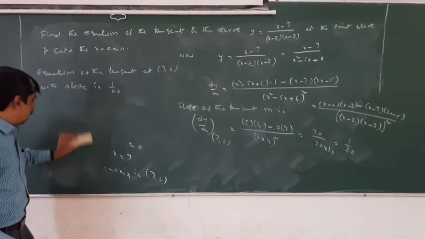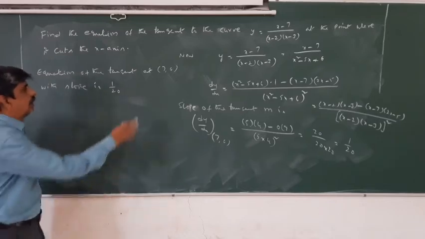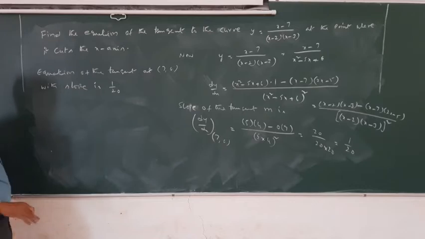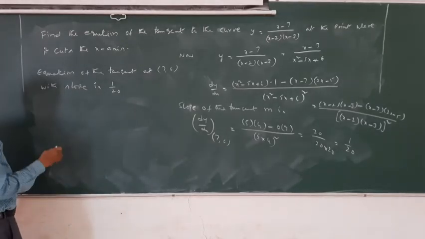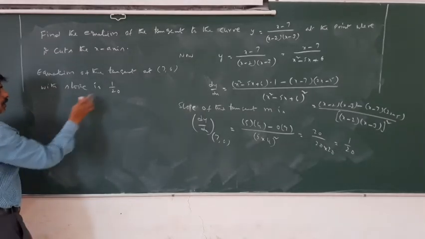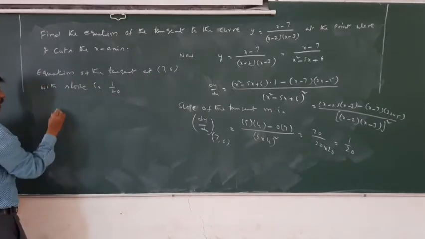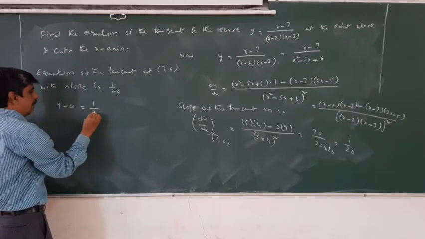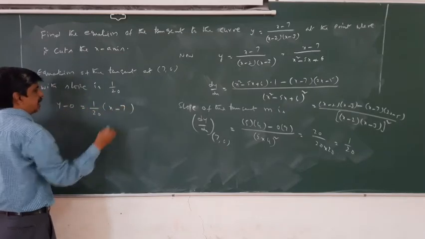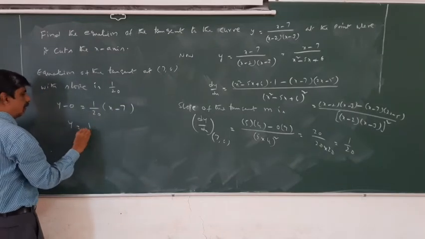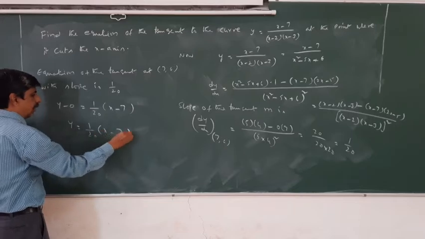The equation of the line passing through the point (x1, y1) with slope m is y minus y1 equals m into (x minus x1). So this is (x1, y1), this is m. So y minus y1, which is 0, equals m, which is 1 by 20, times x minus x1, which is 7. So y minus 0, that is y, equals 1 by 20 into (x minus 7).